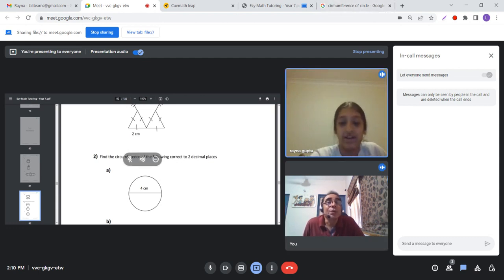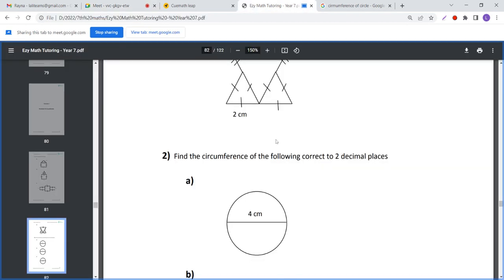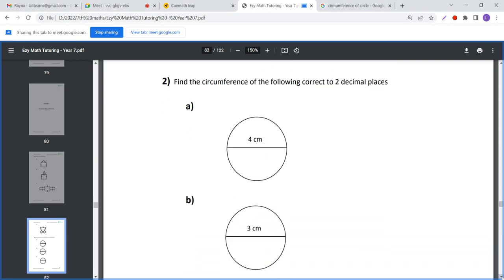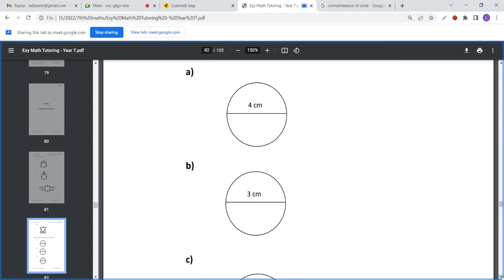If you are taking d, 2 times 3.14 times 2 is 12.56. Don't get confused with r and d. Practically, they are still the same.